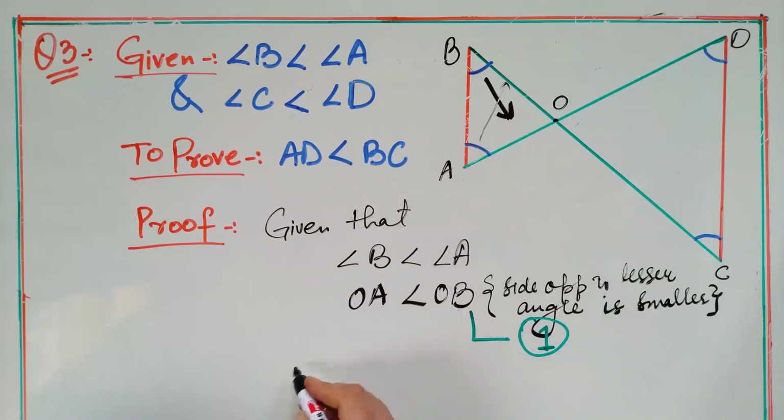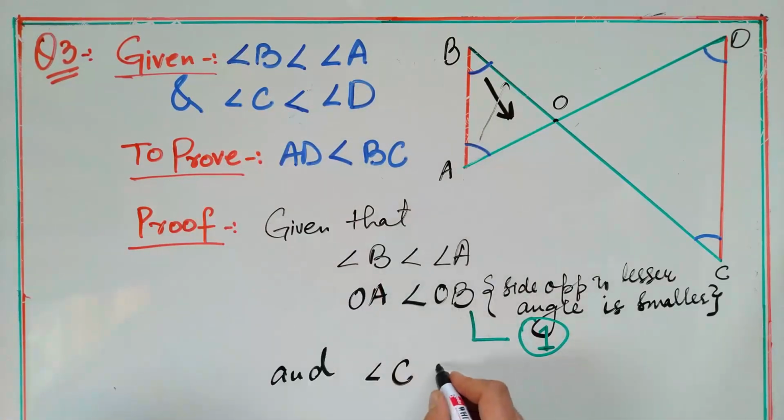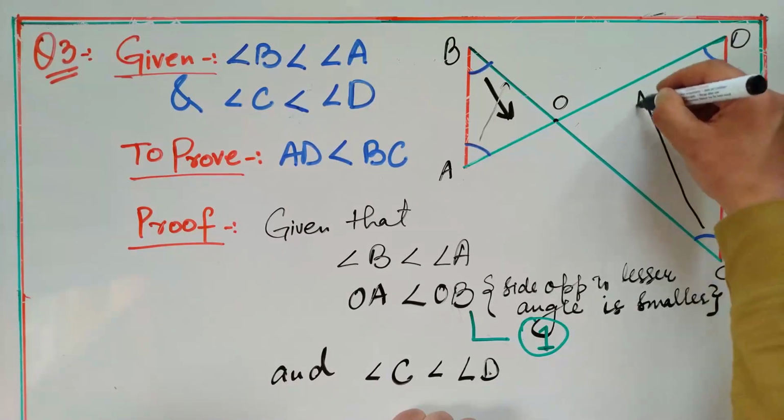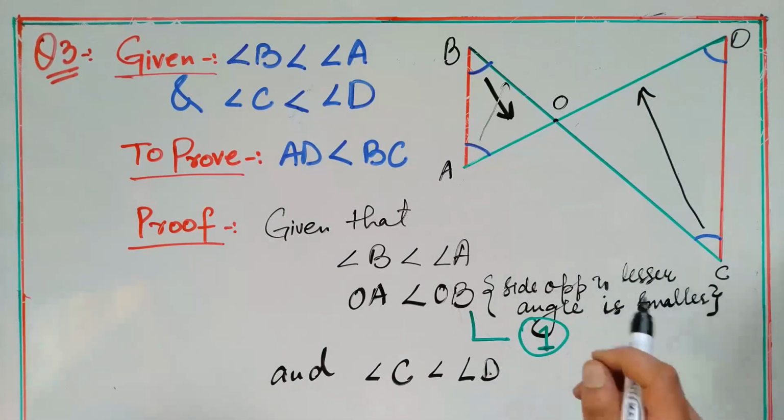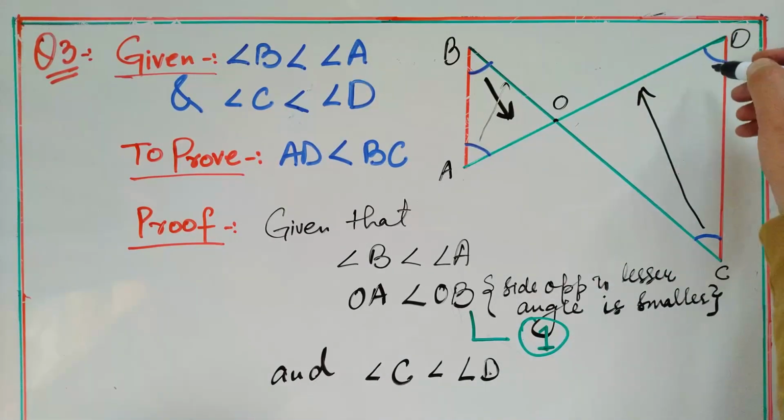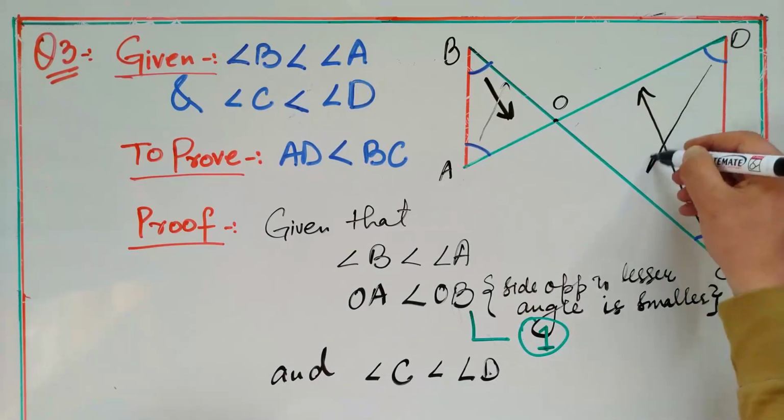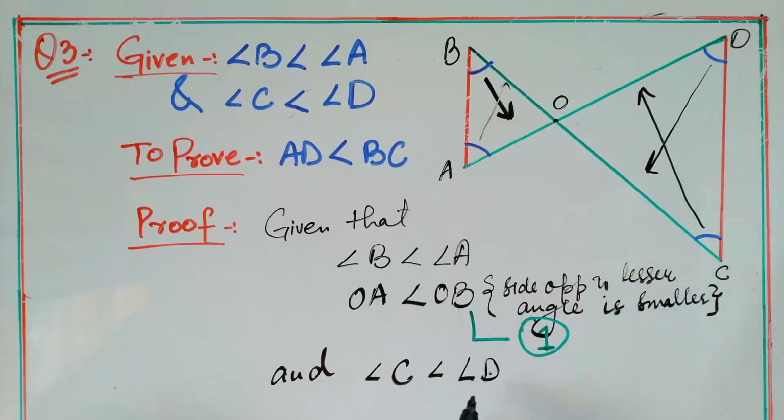It is also given that angle C is smaller than angle D. This means the side opposite to angle C, which is here, OD, will also be smaller than the side opposite to angle D, which is this, that is OC. So I can write down the side opposite to angle C, which is OD, is lesser than the side opposite to angle D, which is OC.